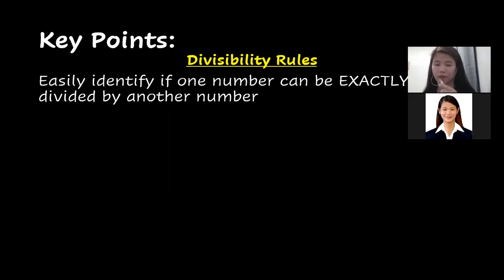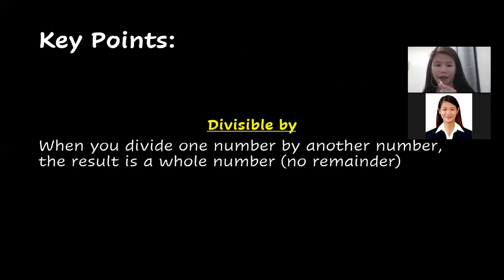So, ano nga ba ang ibig sabihin ng divisibility rules? This is to easily identify if one number can be exactly divided by another number. Kapag dinivide mo ang number sa isang number, kailangan ang makuha mong sagot ay buo, walang remainder. Next, divisible by. When you divide one number by another number, the result is a whole number, meaning no remainder.